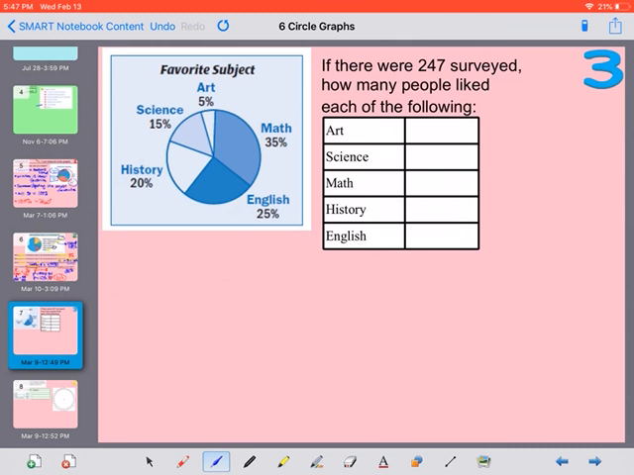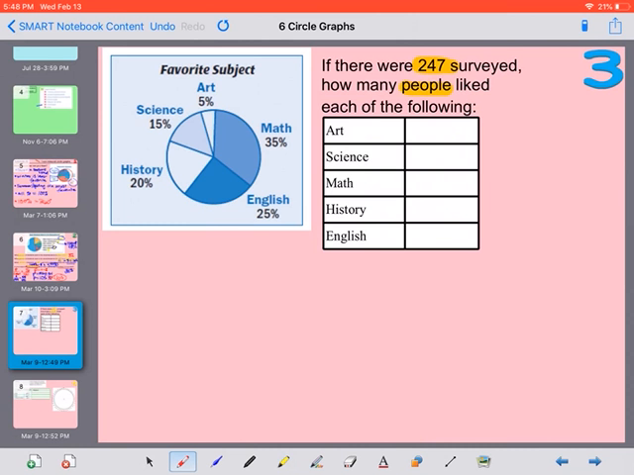So to the nearest full student, we would have 105 students for our answer. Let's flip to the back side. This one is talking about our favorite subjects in school: history, science, art, math, and English. So key words here: if there were 247 surveyed, how many people liked each of the following? We're talking about people, so we need to have a whole number.